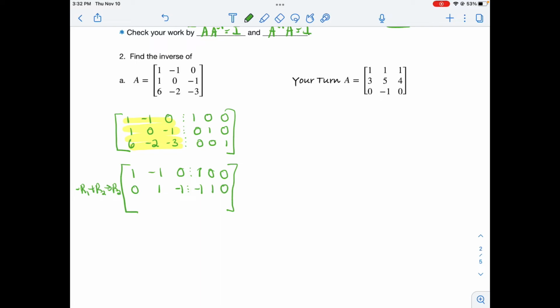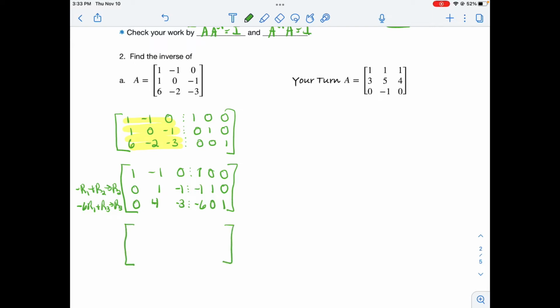I also need a 0 in row 3. So if I take -6 times my row 1 and add it to my row 3, that'll give me a first entry of 0 in my row 3. So let's do that. Now my first column is complete. I have my leading one and my zeros below.